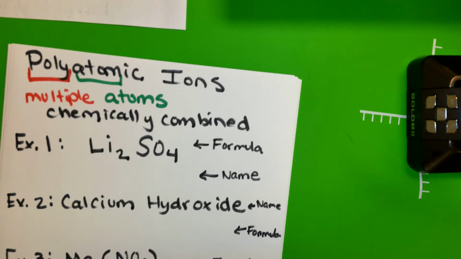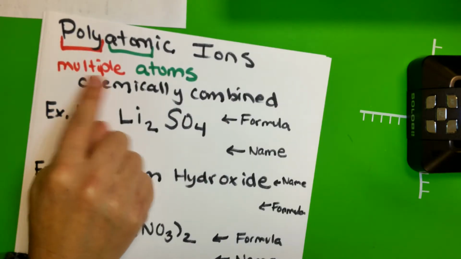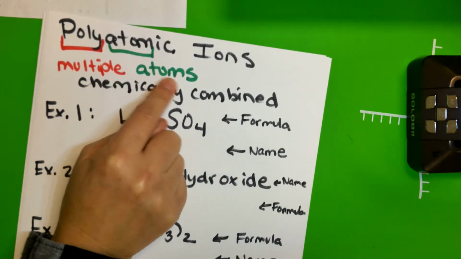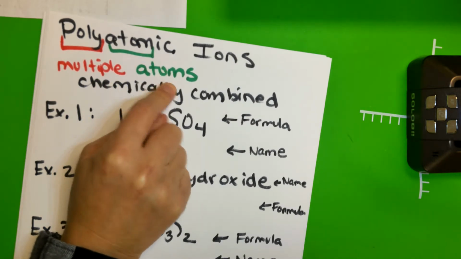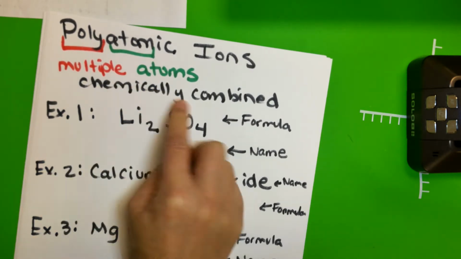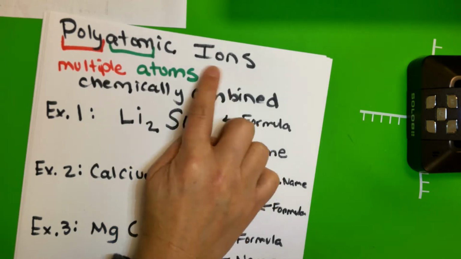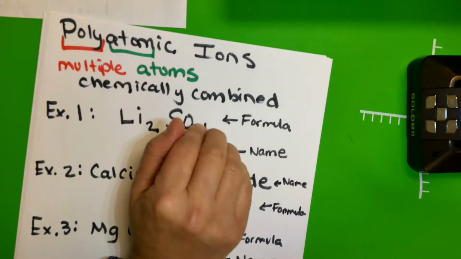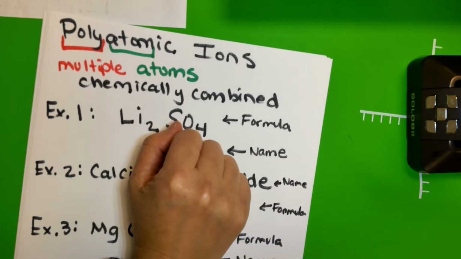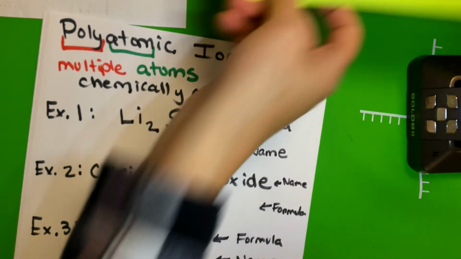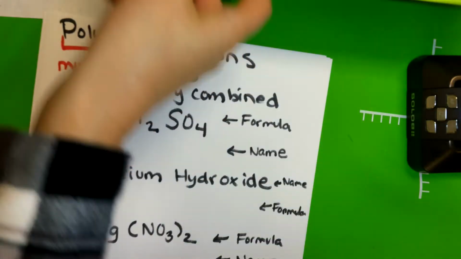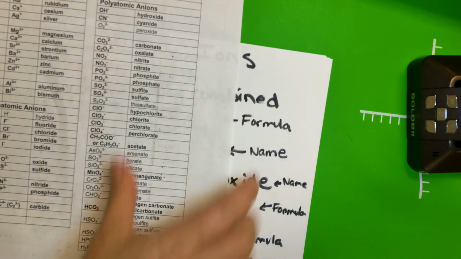Hey, you guys. Okay, so polyatomic ions. Basically, poly means multiple, and atomic means atoms. So there are multiple atoms that are chemically combined. And ions are just the positive and negative charges that are situated in the periodic table. But there's also certain common ions, and they're polyatomic cations and anions.